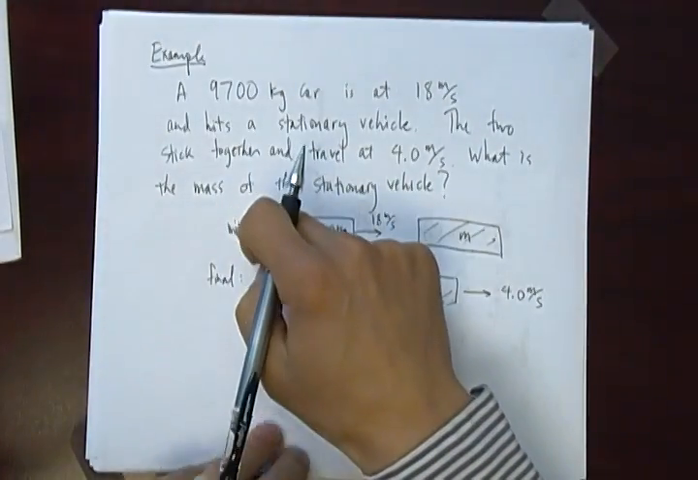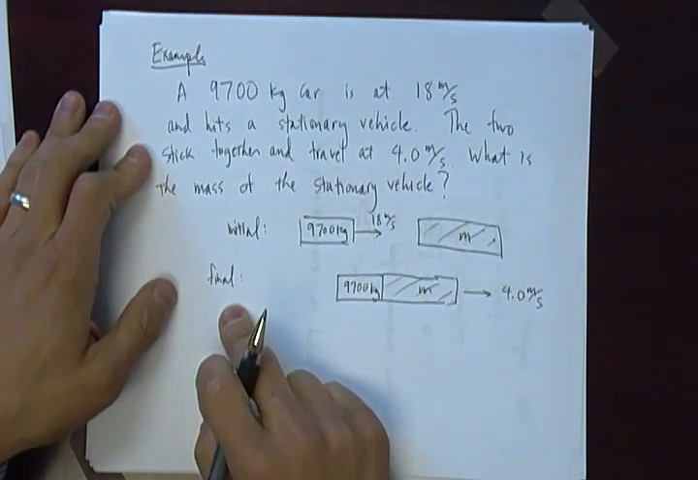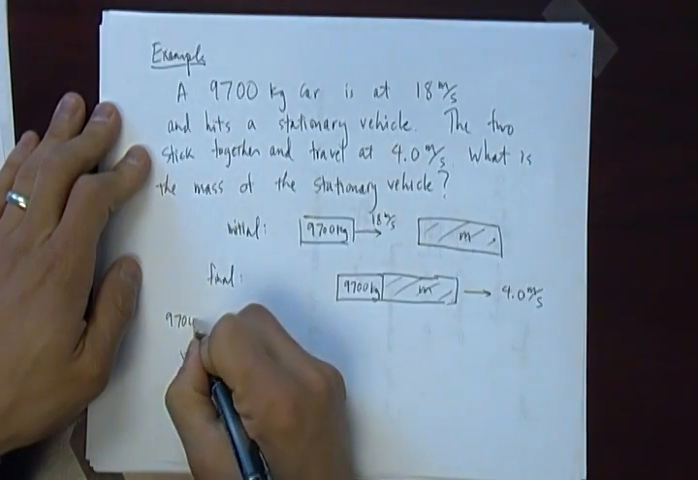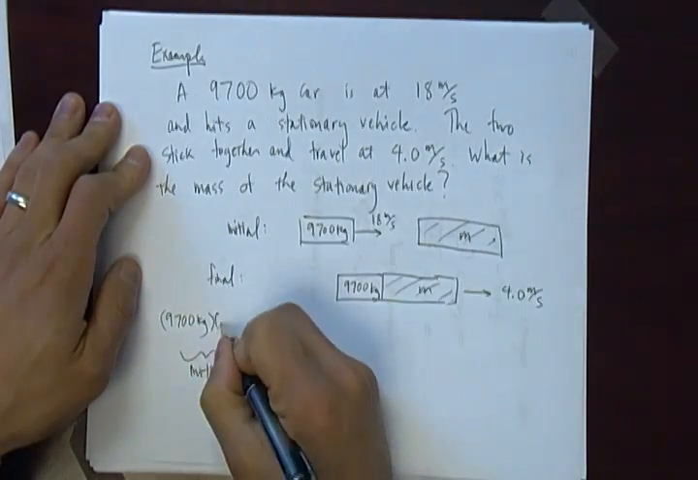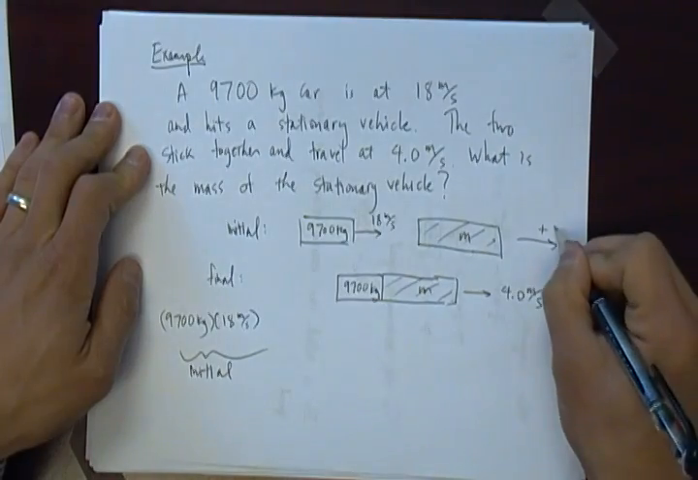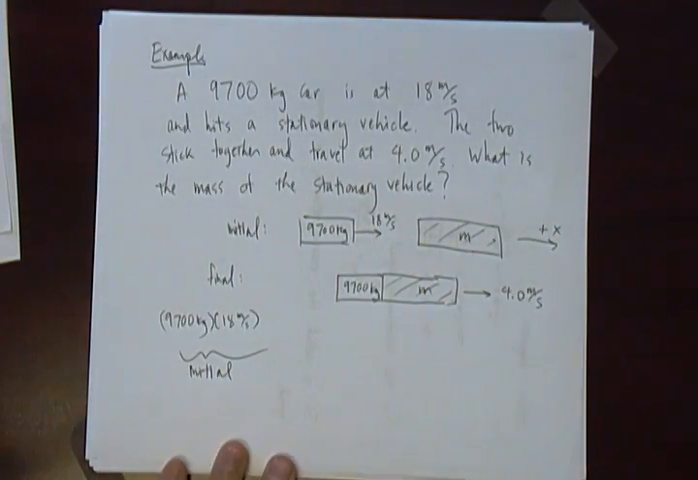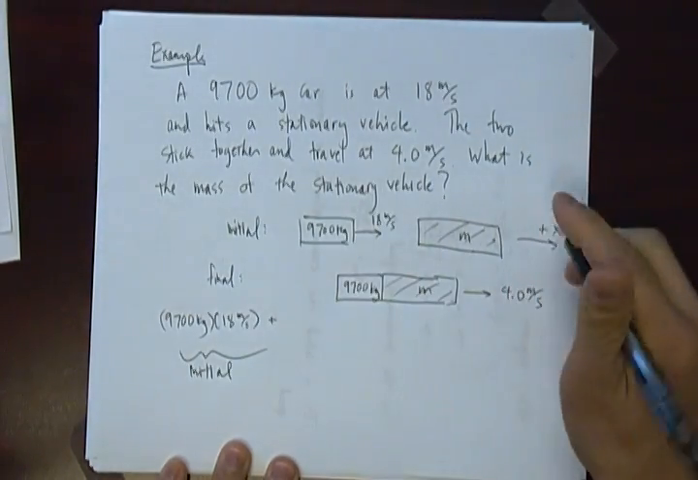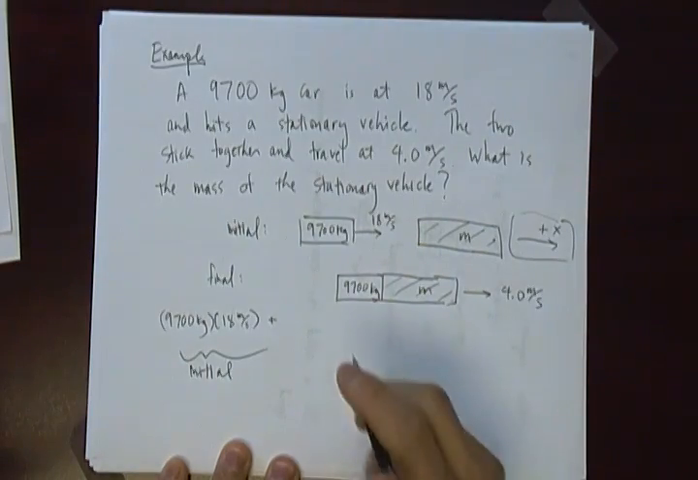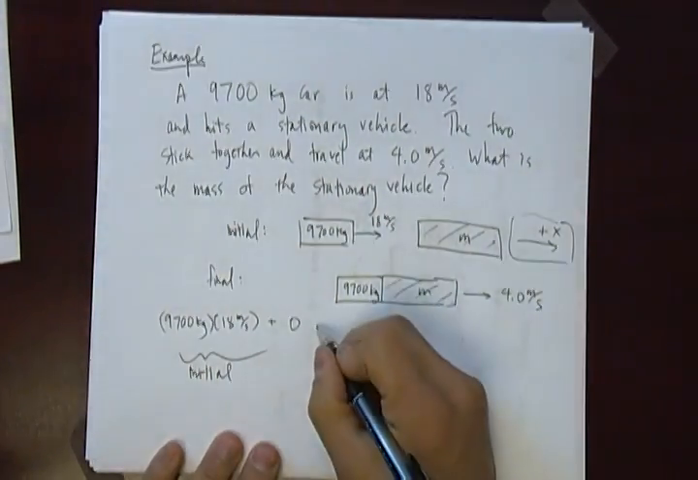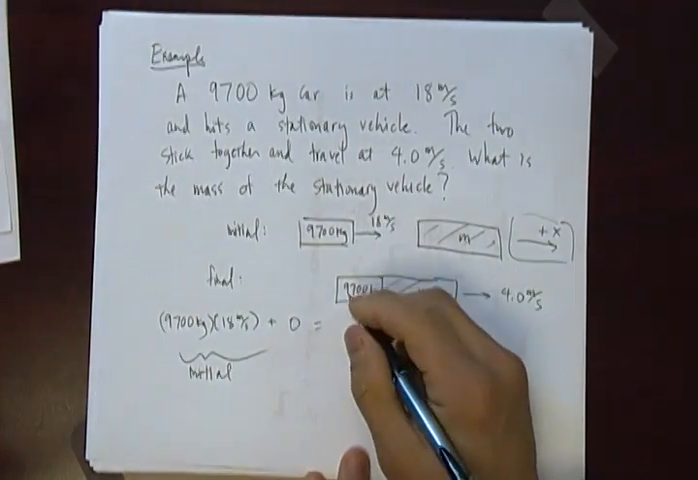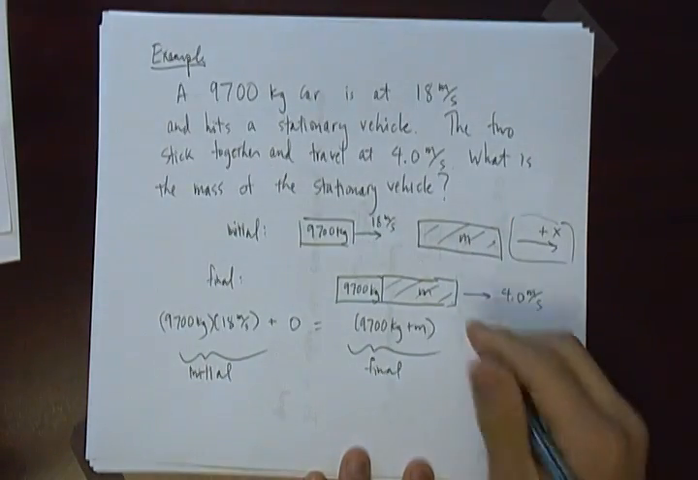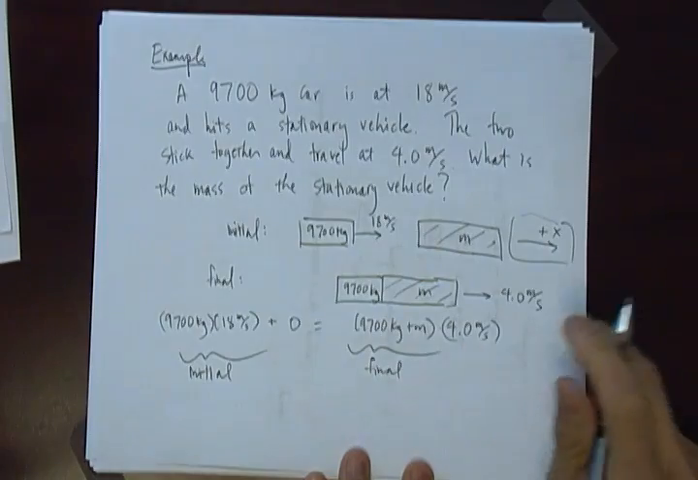Okay, so we know that the total initial momentum must equal the total final momentum. On the initial side, we will have the mass, 9,700 kilograms, times its velocity, 18 meters per second. By the way, I'm taking all this to be the positive x-axis, so I'm getting the x components, plus the momentum for the stationary vehicle. It's not moving. That's not an arrow for its velocity, that's just the x-axis arrow. So no initial momentum for it. And now we have the final information: the two masses stuck together, that's 9,700 kilograms plus m, times its velocity, 4 meters per second in the positive x direction.